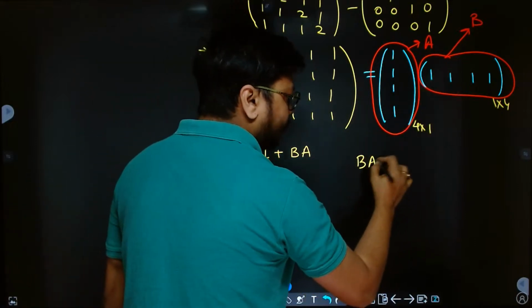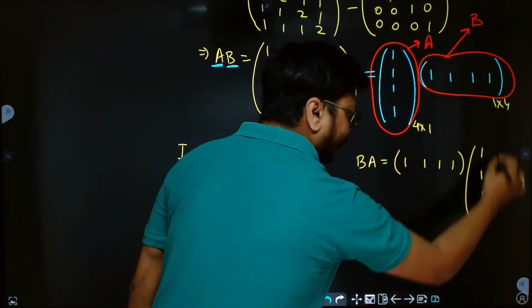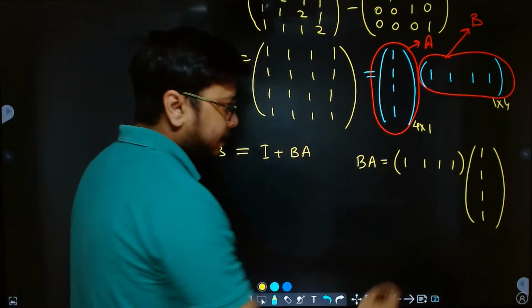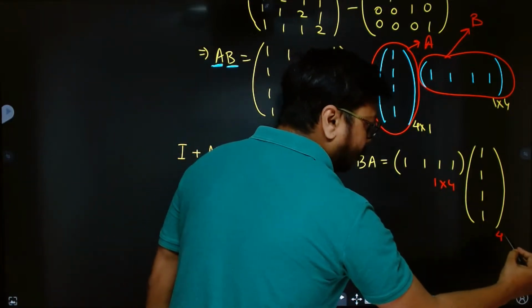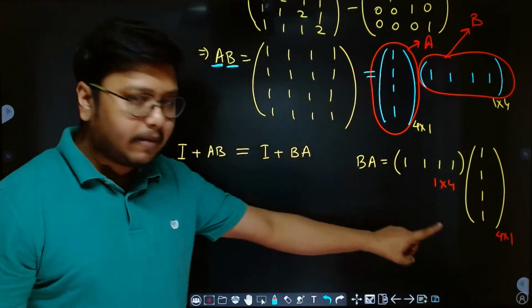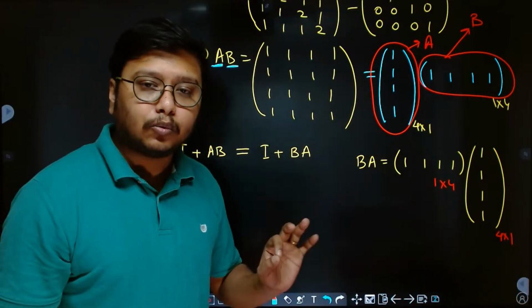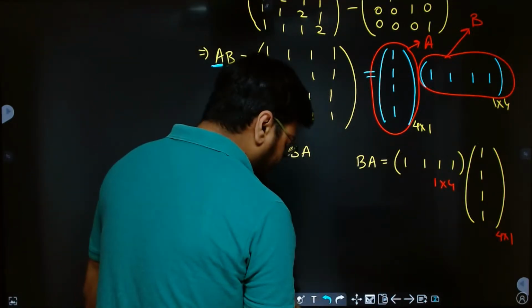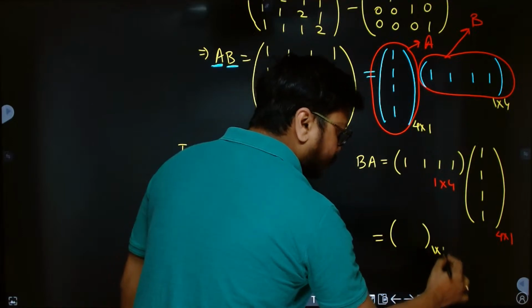If I want to find BA, that will be the row 1 1 1 1 multiplied with the column 1 1 1 1. Here the multiplication becomes interesting. This is a 1 cross 4 matrix and this is a 4 cross 1 matrix. So if I multiply 1 cross 4 with a 4 cross 1, I will get a 1 cross 1 matrix, that means a single element answer. So I am expecting my answer to be a single 1 cross 1 matrix.